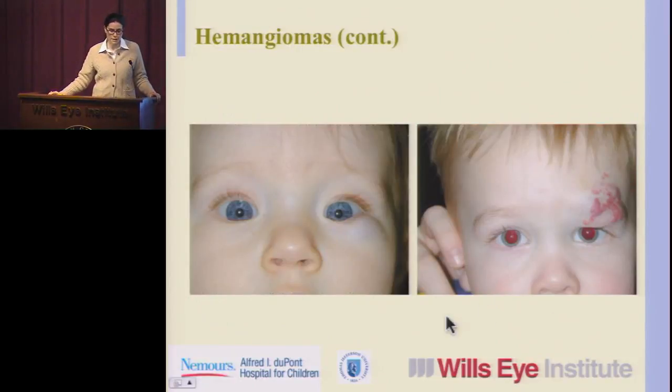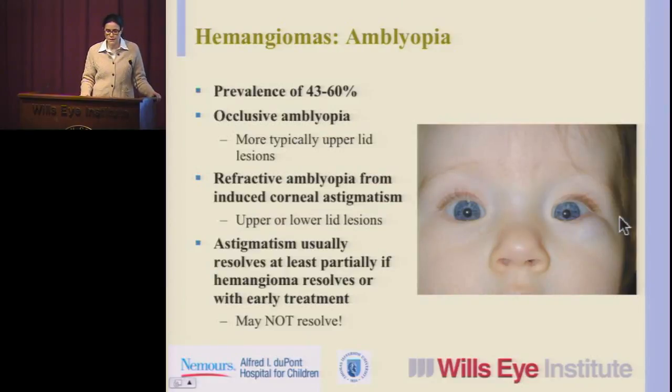Here are a couple other examples, one here and here. In this one here, the first sign of regression is that this deep red, purple color would start to slowly fade. That would be your first evidence. But why do we need to treat them?